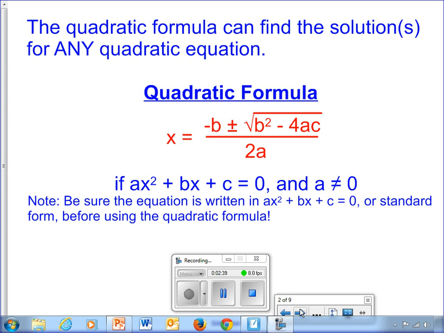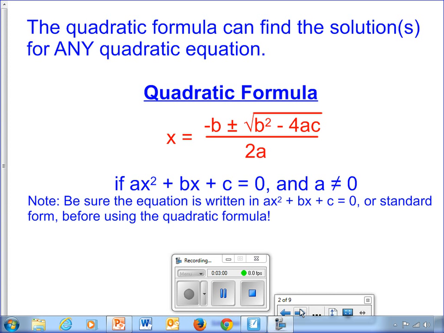There is another version of the song, and I know there's a lot out there. If you Google quadratic formula song, you'll find several. This is to the tune of Are You Sleeping? And the only thing that I don't like about it is it leaves out the x equals. So I'm just going to say it and then I'll sing it.